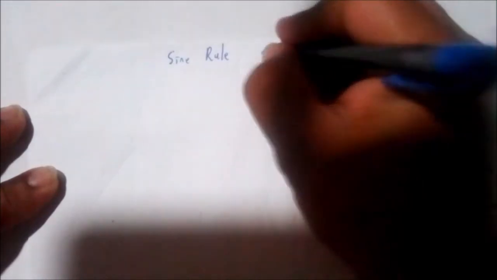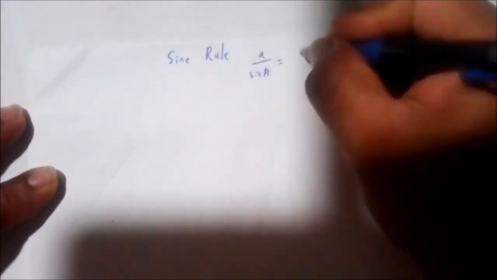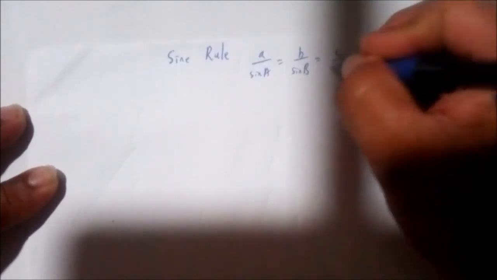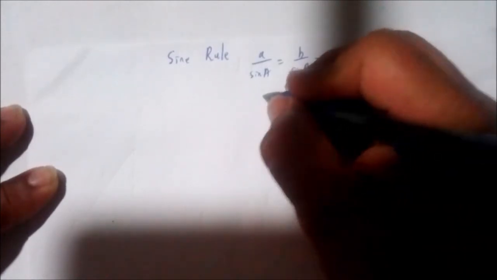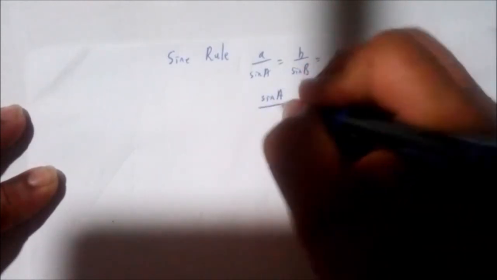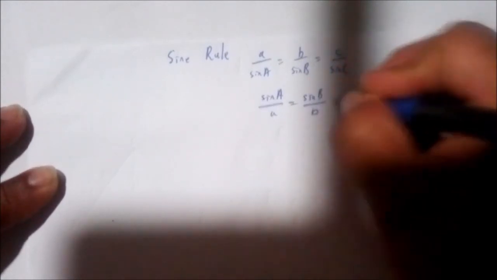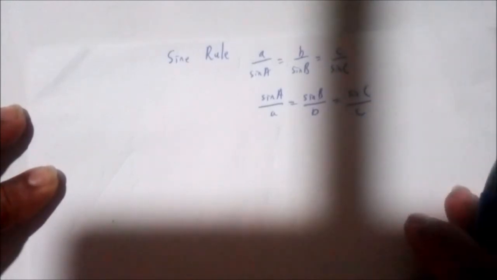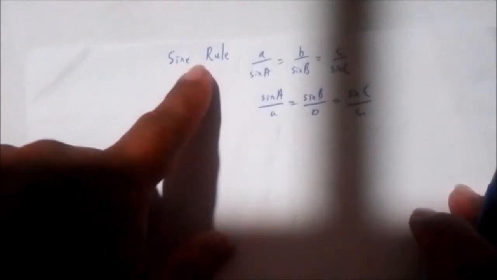Okay, the sine rule is simply a over sine A equals b over sine B equals c over sine C. Or, as we derived it in the previous video, sine A over a equals sine B over b equals sine C over c. We have that. So when do we use the sine rule?